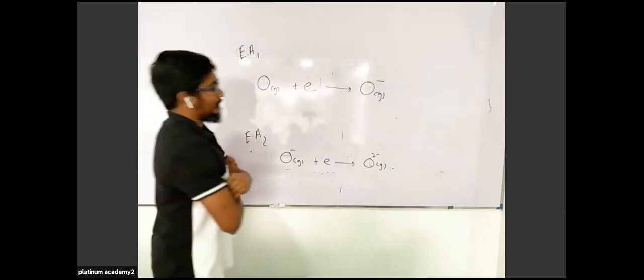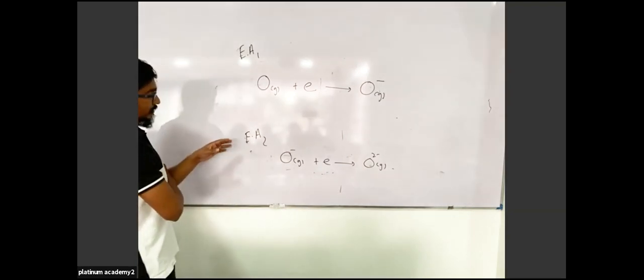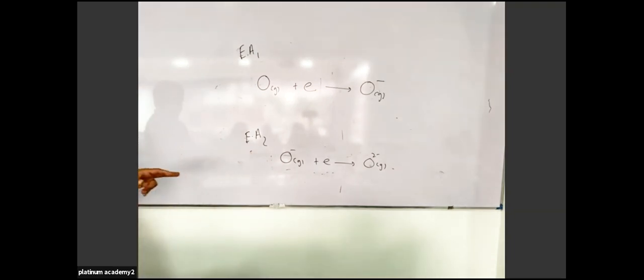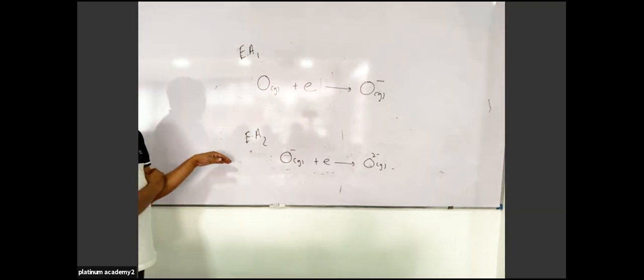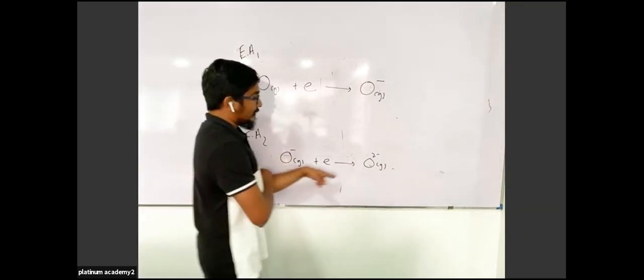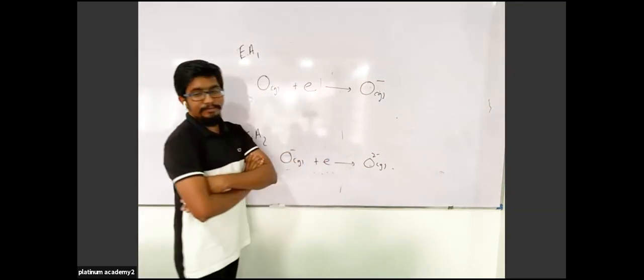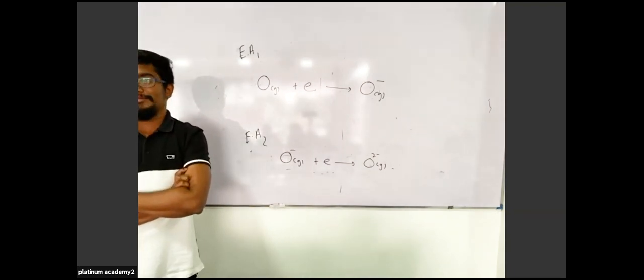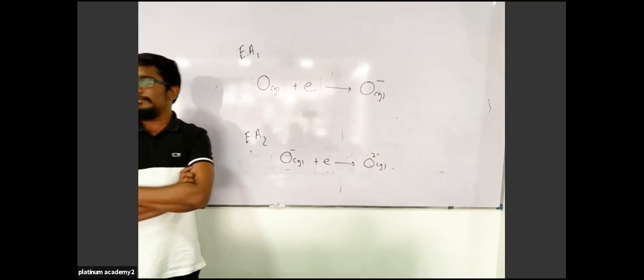Now you can write down the electron affinity 2, the second electron affinity reaction, and then you can write down a definition for that. We call this uninegative gaseous ion. The other one is di-negative gaseous ion. Good question.